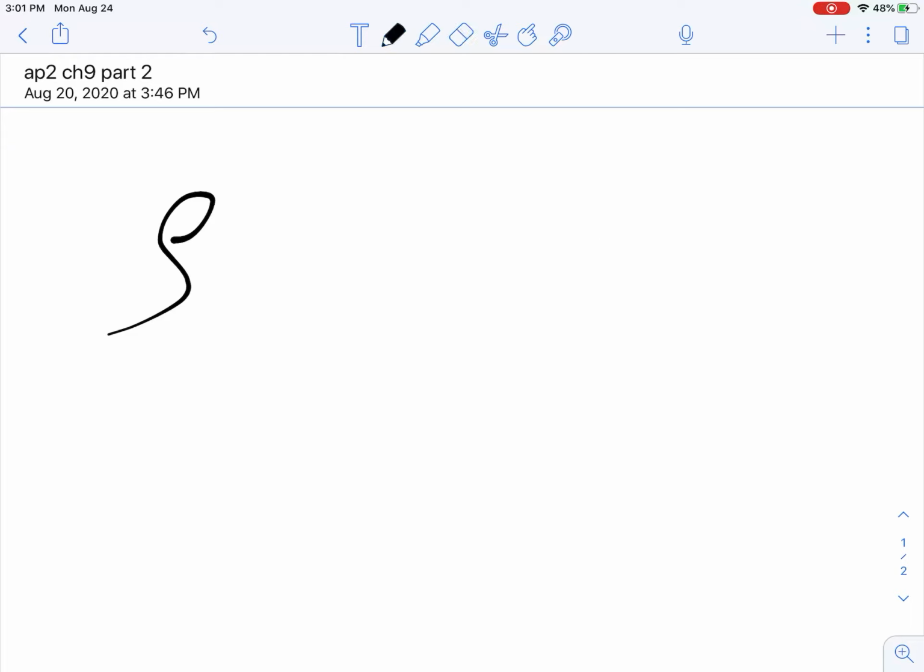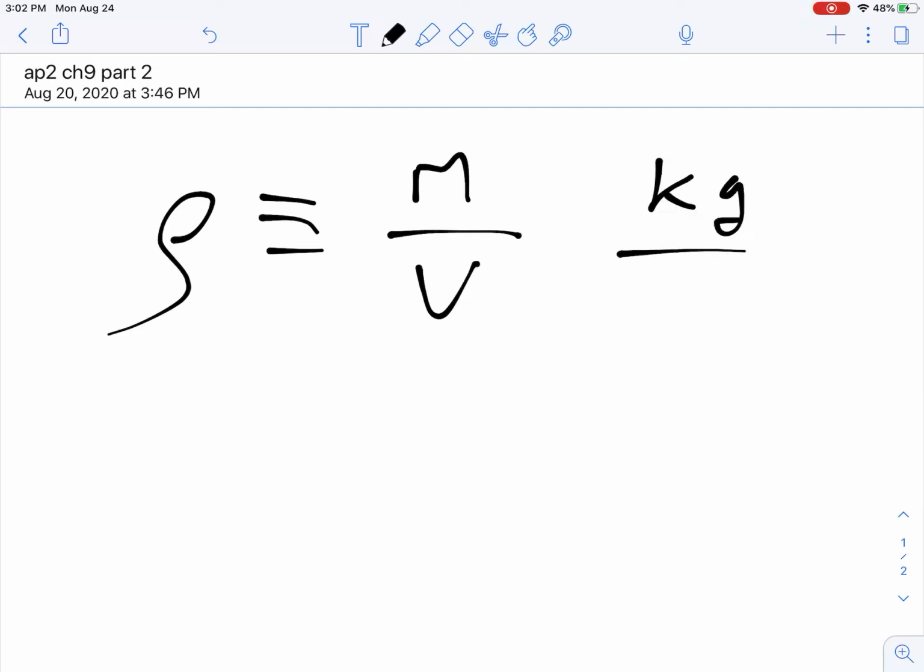Anyways, density is a measure of the amount of stuff that makes up an object. Density is defined as mass per volume. It has the units kilograms per the unit for volume, which would be meters cubed. So density is mass per volume and has the units kilograms per meter cubed.